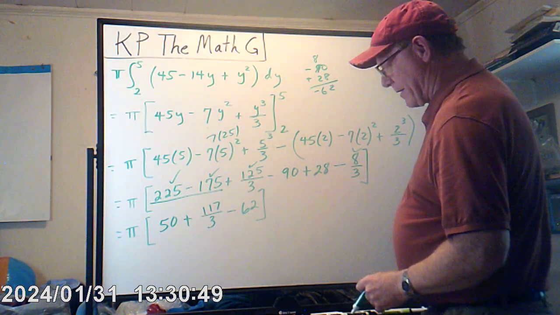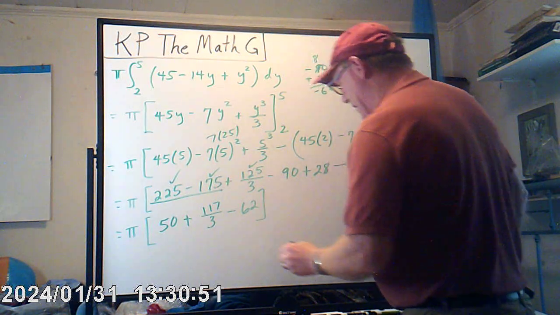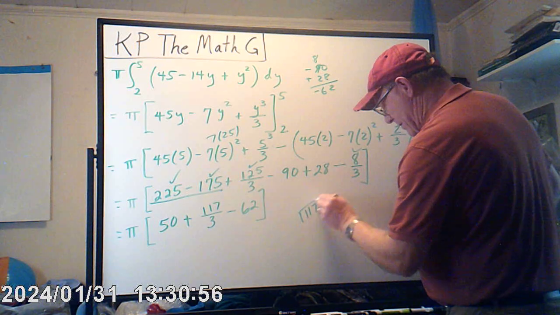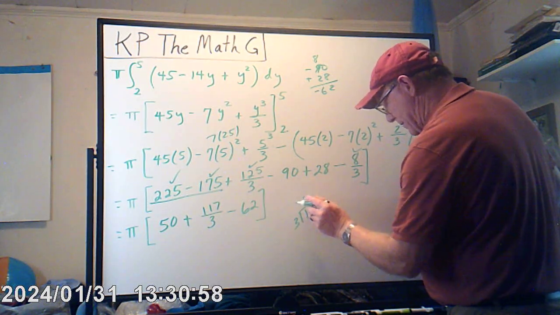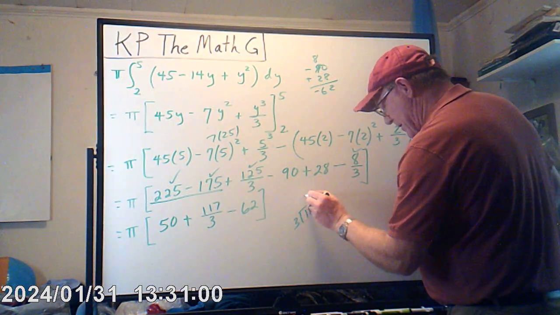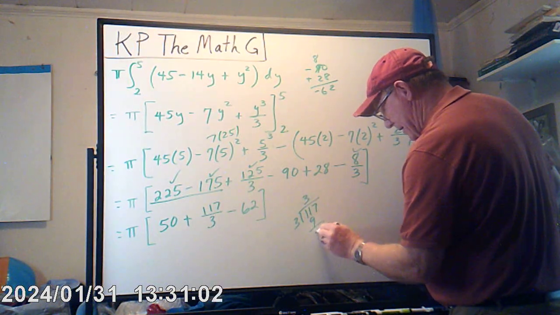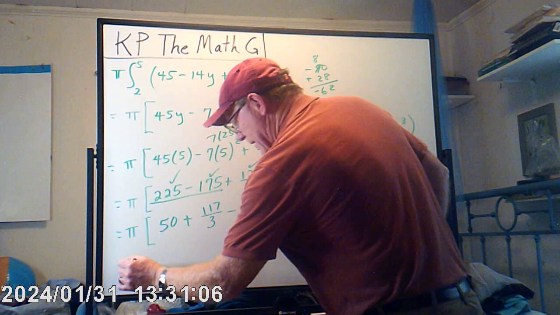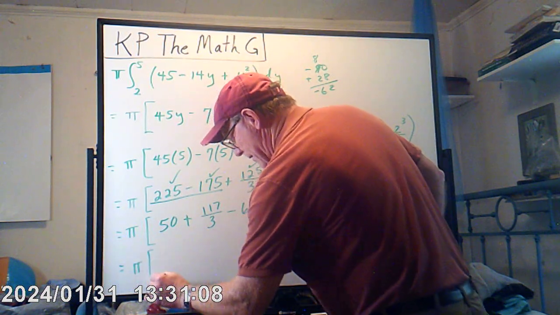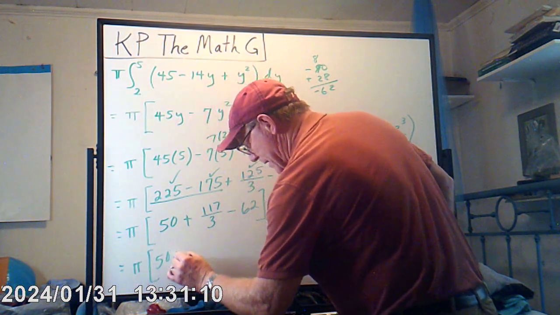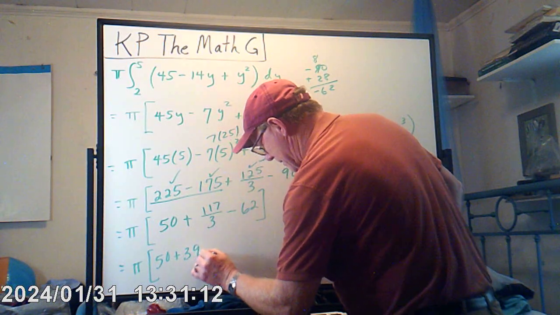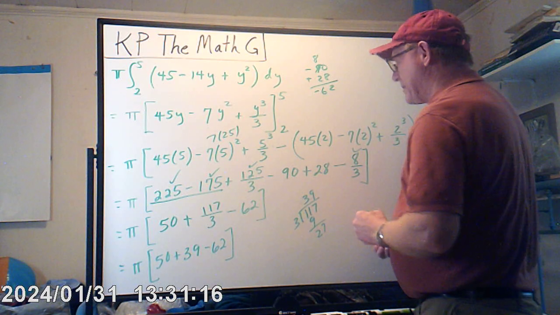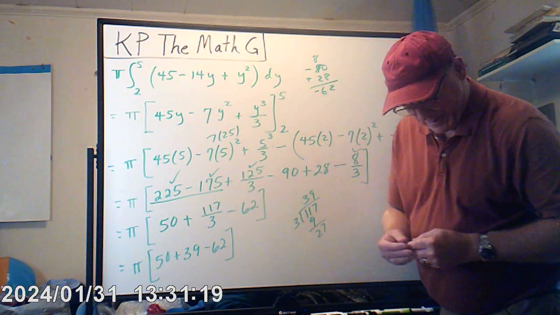Let's see what we get here. 117 divided by 3. Let's get that real quick. 3 threes are 9, 10, 11. 3 nines are 27. So this is 39 right here. So this is pi times 50 plus 39 minus 62. This is going to work out fine.